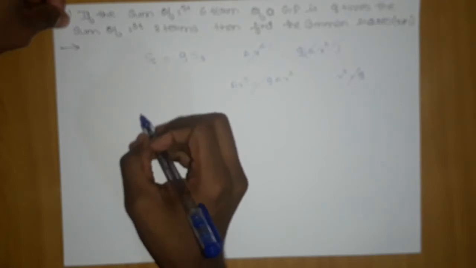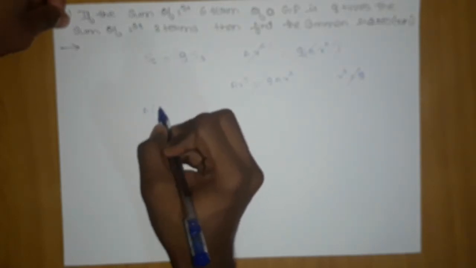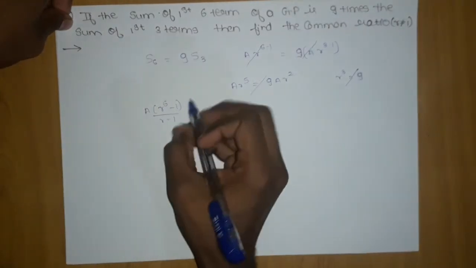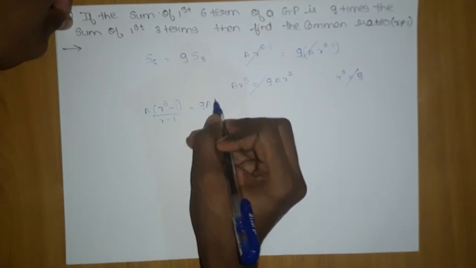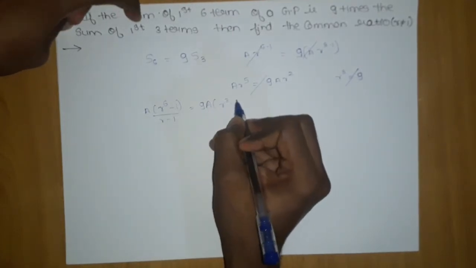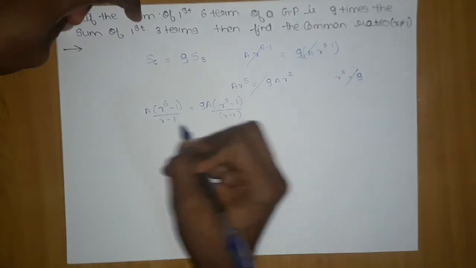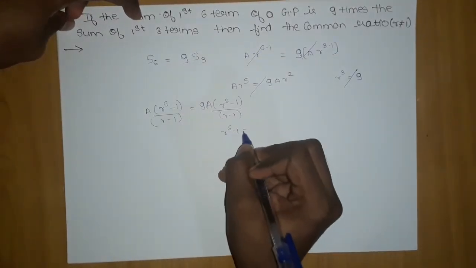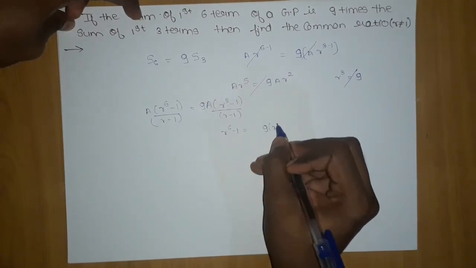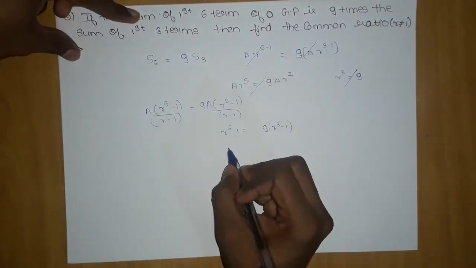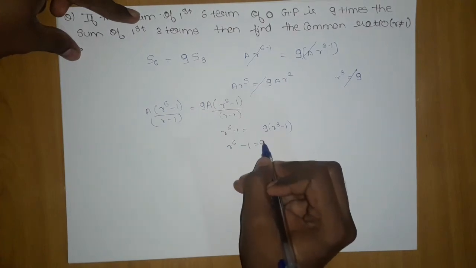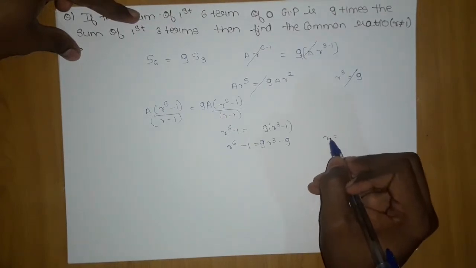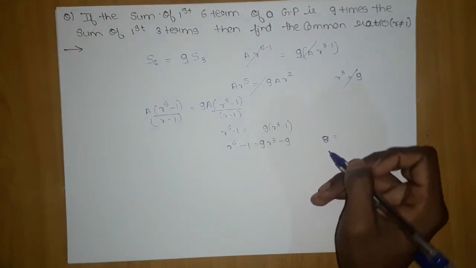So let's apply the sum formula, which is nothing but a into r power 6 minus 1 upon r minus 1, equals 9 times a into r power 3 minus 1 upon r minus 1. Now this will cancel out. What we have is r power 6 minus 1 equal to 9 times r power 3 minus 1, which gives r power 6 minus 1 equals 9 r power 3 minus 9.